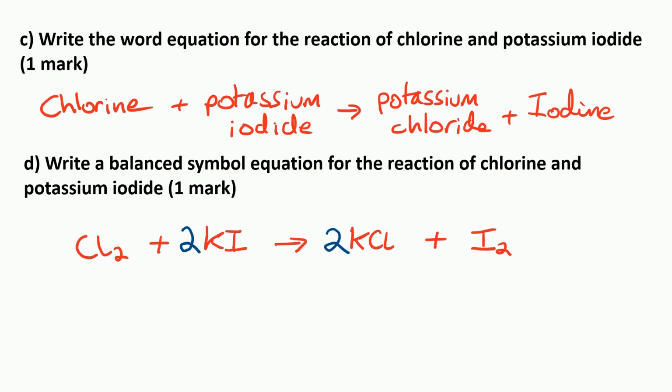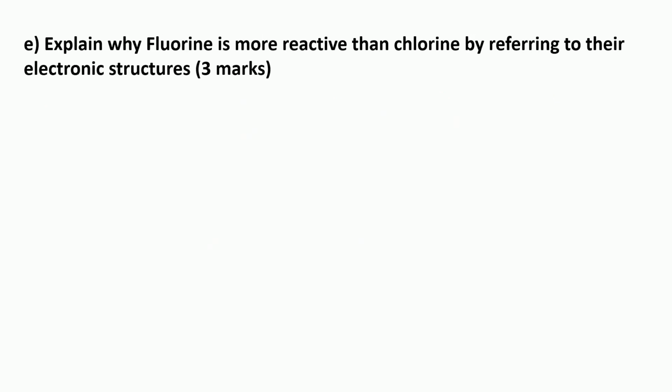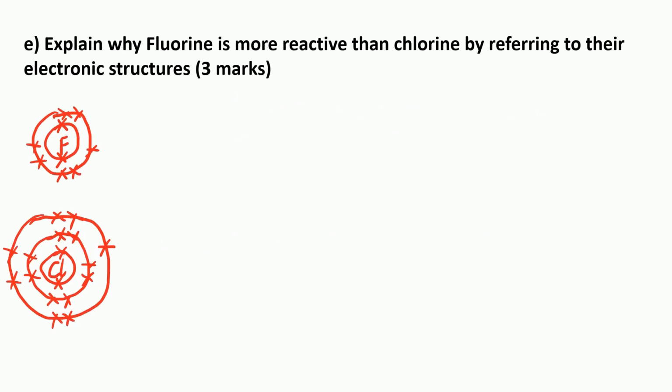Question E. Explain why fluorine is more reactive than chlorine by referring to their electronic structures. So first of all, I'd find a little bit of room on your exam paper and draw those two electronic structures. And we can see they both need one more electron to get a full outer shell and be stable. So here's that extra electron they're trying to gain. And we can see with fluorine, it's closer to the positive nucleus that's trying to attract it, whereas chlorine is further away. So how do we get 3 marks?